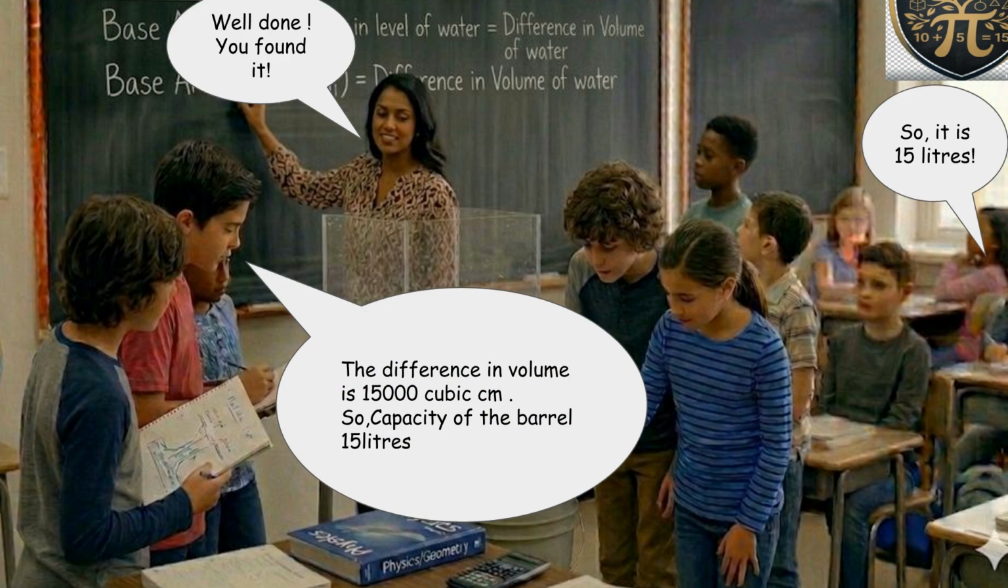The difference in volume is 15,000 cubic centimeters, so the capacity of the barrel is 15 liters. 1,000 cubic centimeters is 1 liter, and 15,000 cubic centimeters is 15 liters.